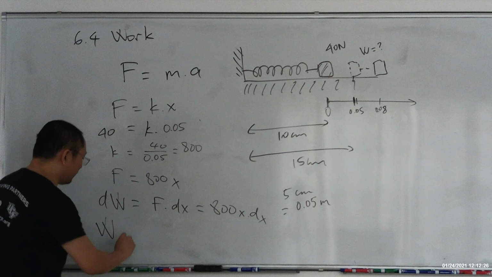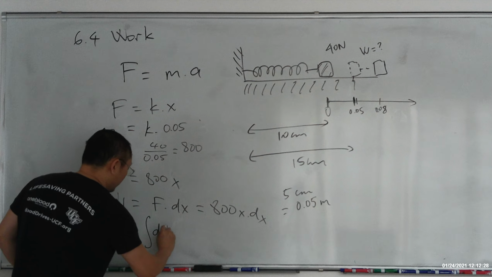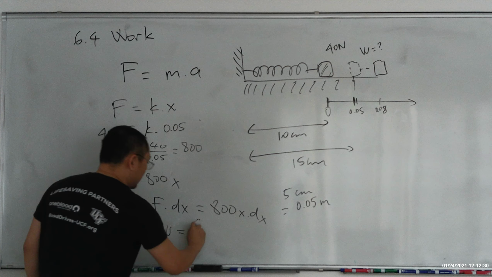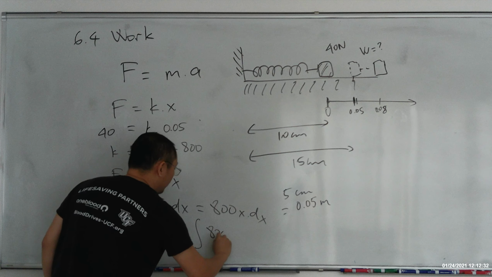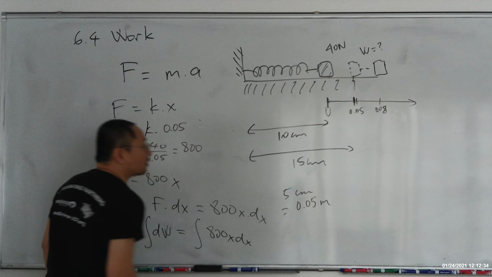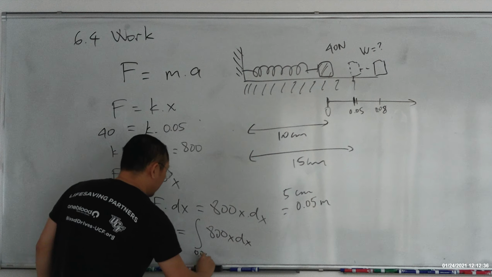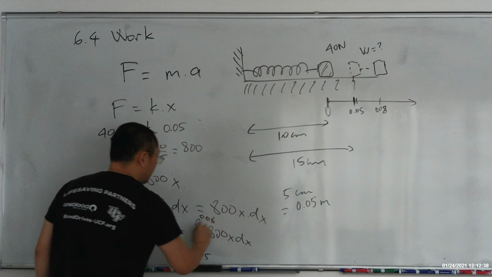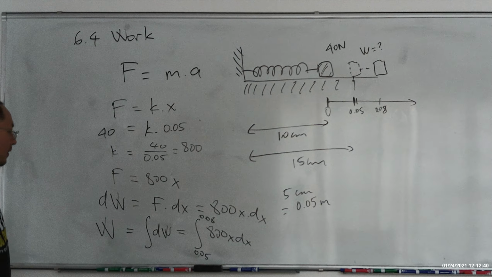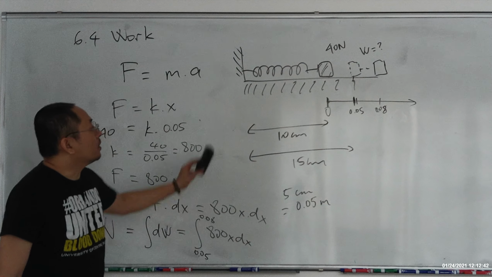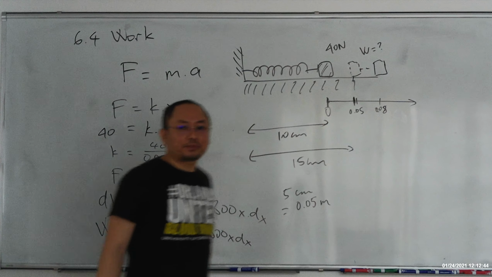You add all the little work together, which is the sum of all 800x dx, and x runs from 0.05 all the way to 0.08. Then you calculate this. You have the amount of work needed to move from here to there. Okay.